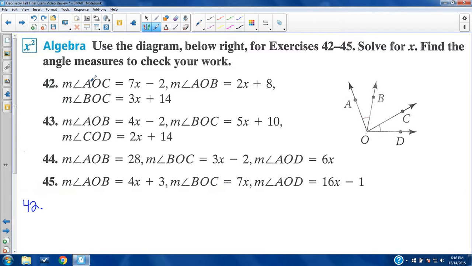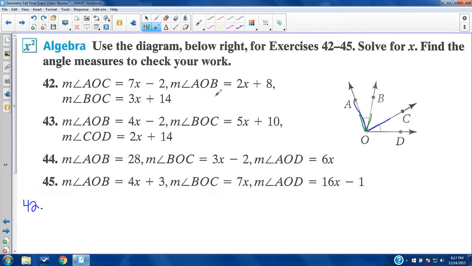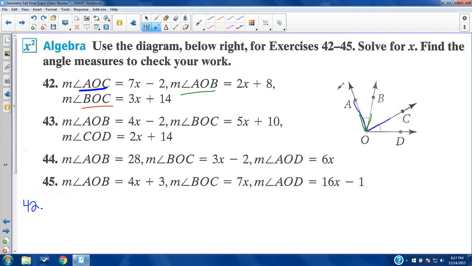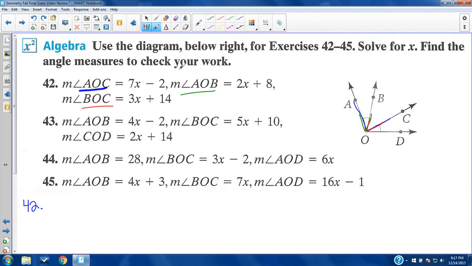Number 42, the measure of angle AOC, which is this big guy right here, well, not big, but two angles, is 7x minus 2. AOB is 2x plus 8. And then BOC is 3x plus 14. Okay, so the idea, if I add AOB with BOC, I'm going to get all of AOC. So that's the equation that I'm going to set up, and these expressions help us figure that out.